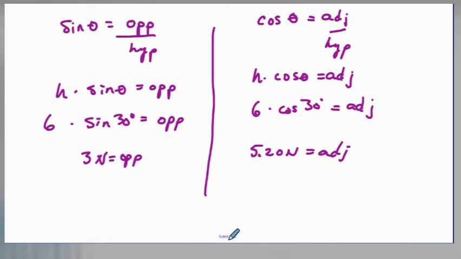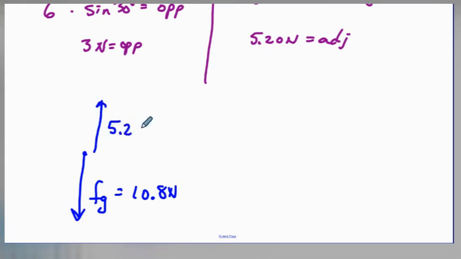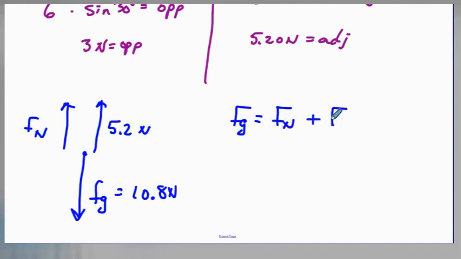Okay, so once again, we had a force of gravity pulling it down, 10.8 newtons. We had this upward force of 5.2 newtons. And then we also had our normal force. So in this example, our force of gravity is equal to the normal force plus this other force caused by the adjacent side. I haven't given it a name yet. We will here in a minute.